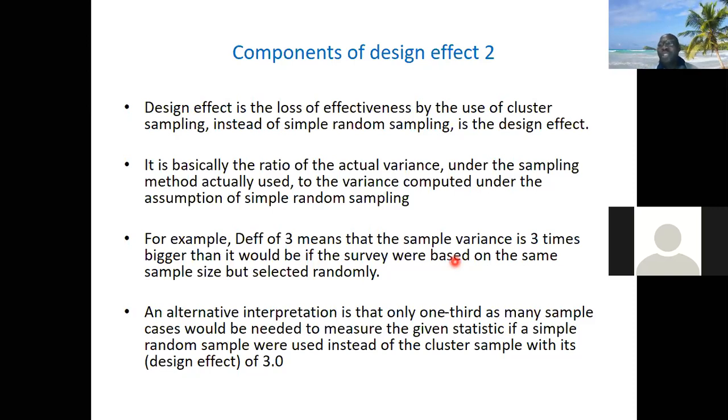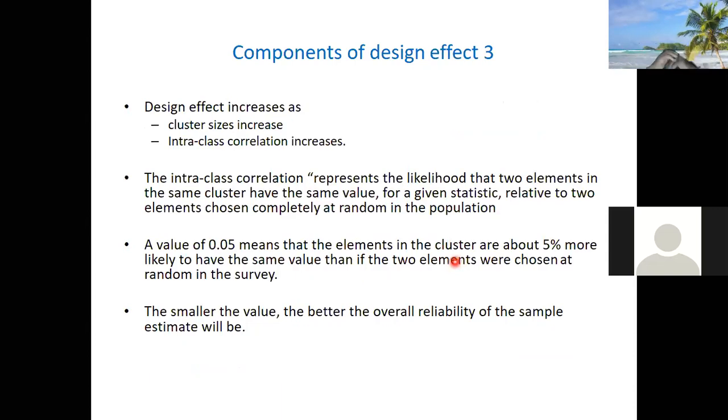So you're going to see how we adjust. When we adjust, it means that you are going to increase the sample size for you to get the same effect you will have gotten if you used simple random sampling. So in cluster sampling, the implication is that you have to increase the sample size. Then the alternative interpretation is that only 1/3. Okay, I think I've said that one. Now, the components still continue.